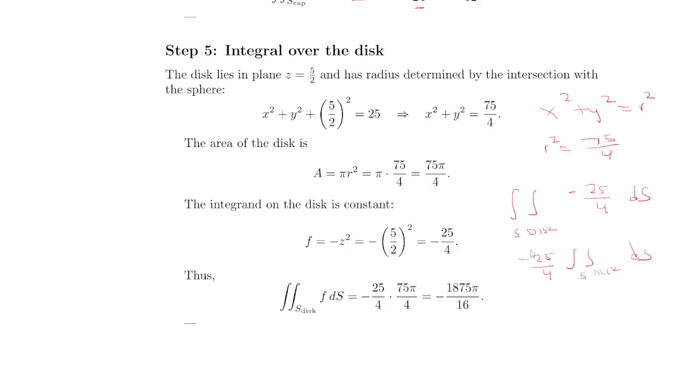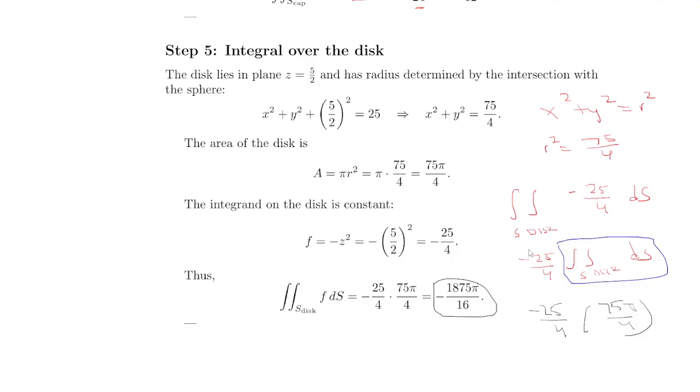And so what we said is that this right here is just a circle with radius square root of 75 over 4. So that's negative 25 over 4 times the area of the disk, which we said is 75 pi over 4. We multiply and get negative 1,875 pi over 16.